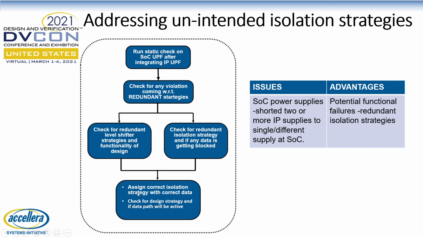With this we assigned the correct isolation strategy with the correct data and checked for the design strategy if the path will be active or not. So the advantage with this was that we reduced all the potential functional failures coming through in the silicon, which would have come in the silicon afterwards because of these redundant isolation strategies.